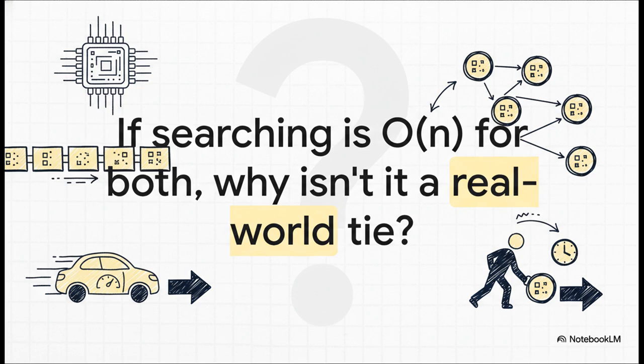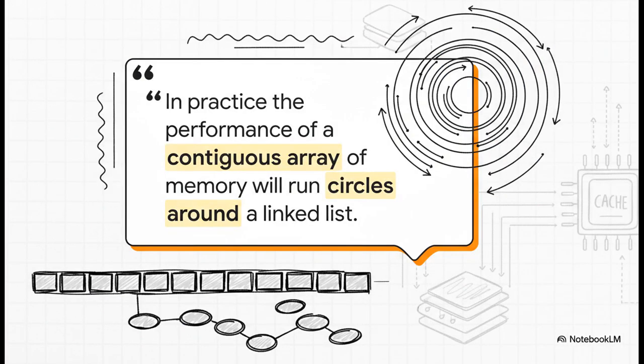Well, let me tell you, in the real world, they're not. Not even close. This quote from a developer discussion just nails it. In practice, an array is often dramatically faster, even when it's doing the exact same O(n) scan. So what in the world is going on? Why doesn't Big O tell us the whole story here?